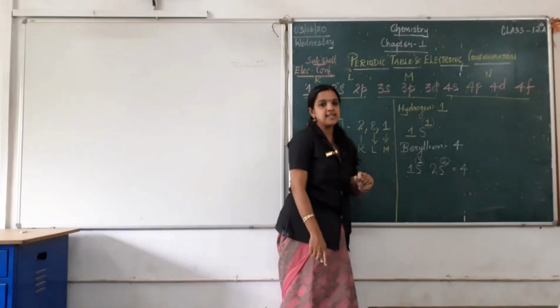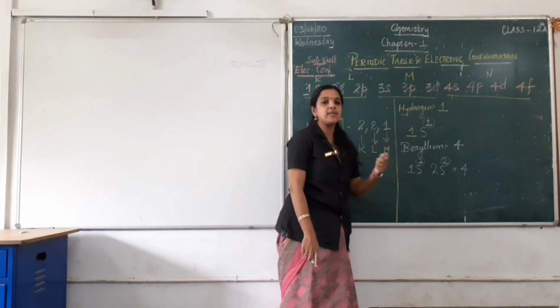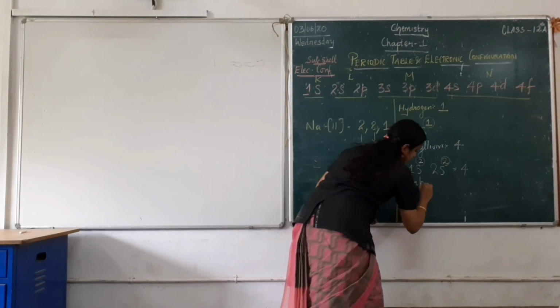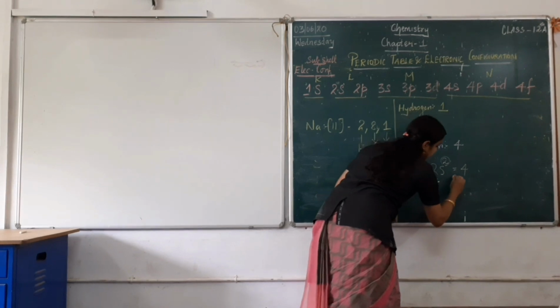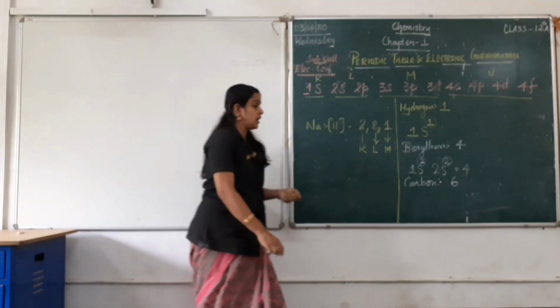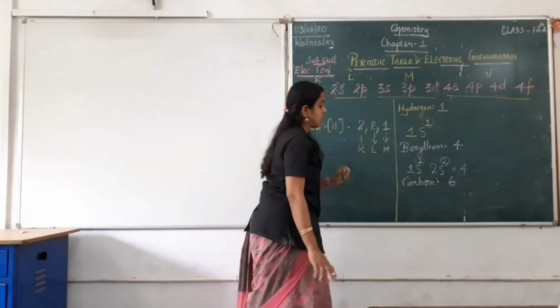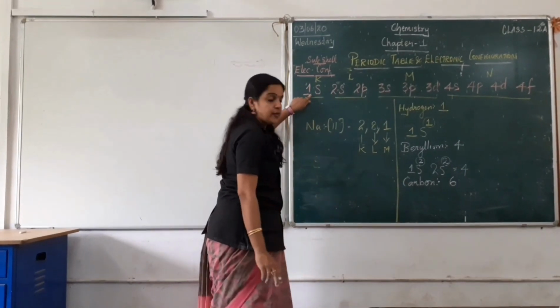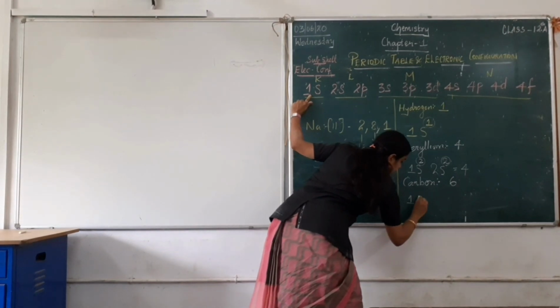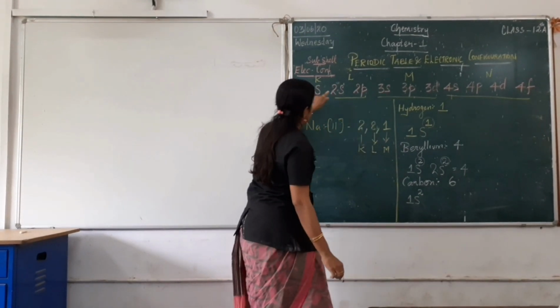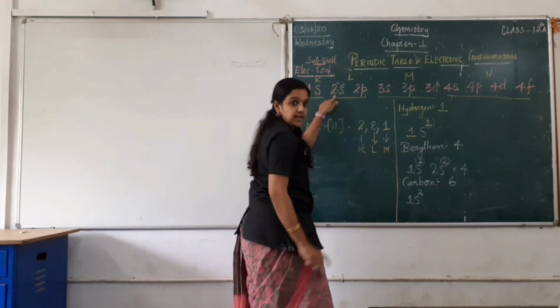I'll give you one more example, so that you can try with other elements. Let us take carbon. Carbon has atomic number 6. Now I need to fill 6 electrons in my carbon atom. How do I do it? I take my first subshell, 1s. S can take a maximum of 2 electrons. Now I should have 4 more electrons remaining.